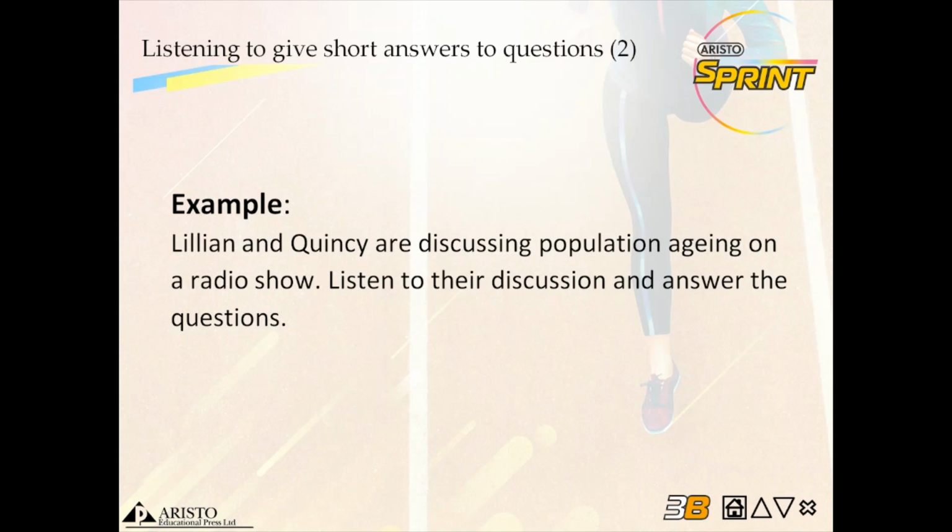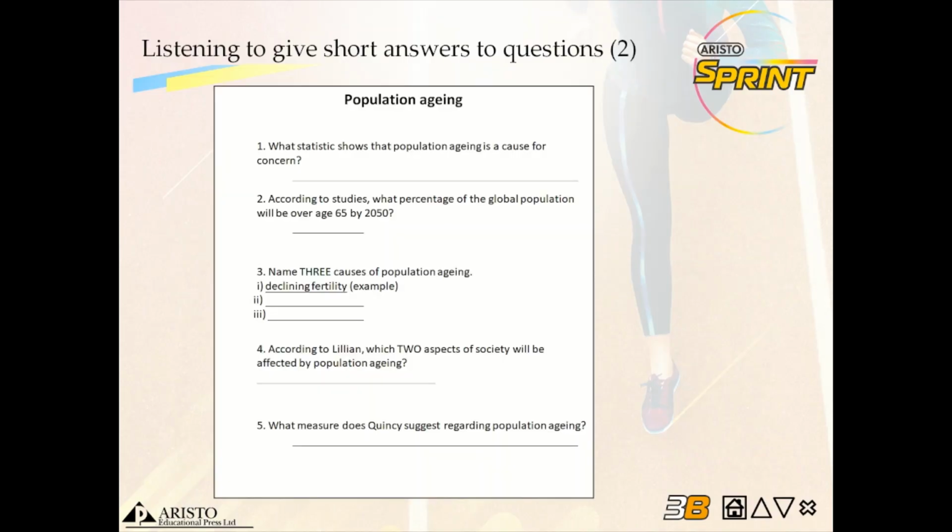Let's try to revise these tips with an example. Lillian and Quincy are discussing population aging. Answer the questions according to their conversation. Now, let's take a look at the task.